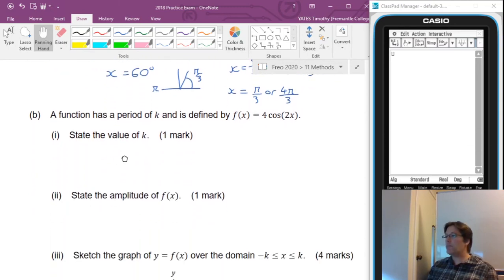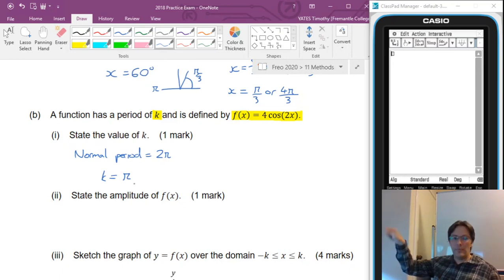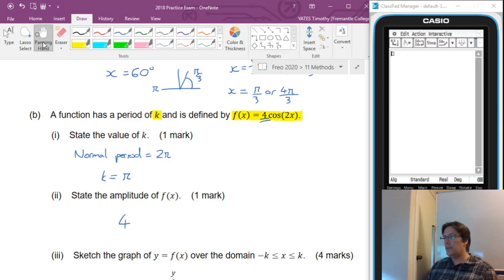A function has a period of k, and is defined by that. So what is k? So normally the period of cosine is 2 pi, but we're helping it along. It's being multiplied by 2 in here. So k is actually just going to be pi. It's going to have a shorter period. It's going to go up and down more frequently than you might otherwise expect. And what's the amplitude? It's right there. It's 4. Easy enough. Remember that amplitude is always positive, never negative.